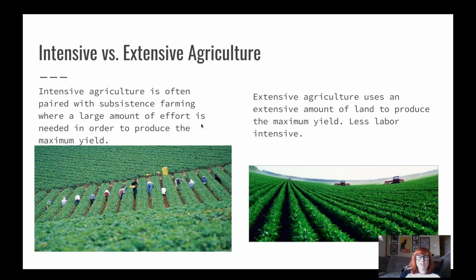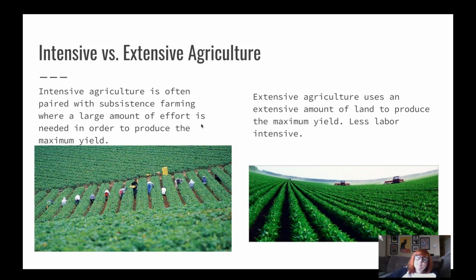So intensive agriculture is often paired with subsistence farming, where there's a large amount of effort in order to produce the maximum yield. So it's intense when it comes to labor. Growing that crop is intensive. It takes a lot of manpower or lady power to do it, and it takes a long time. It's back-breaking work. Sugarcane would be a good example of intensive agriculture. It's extremely difficult on your body to grow sugarcane.